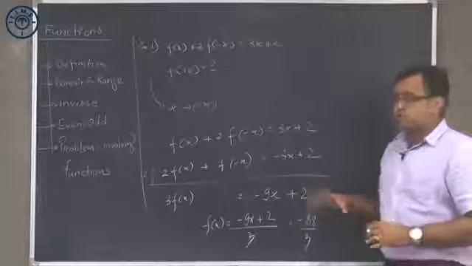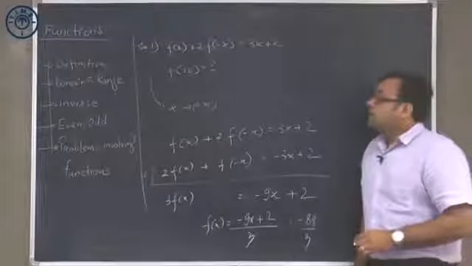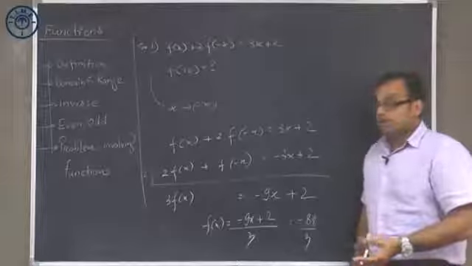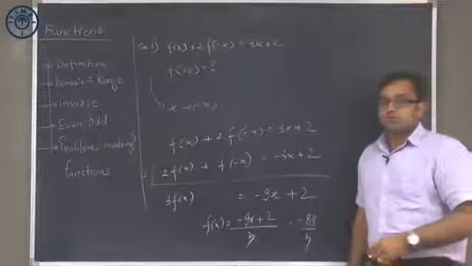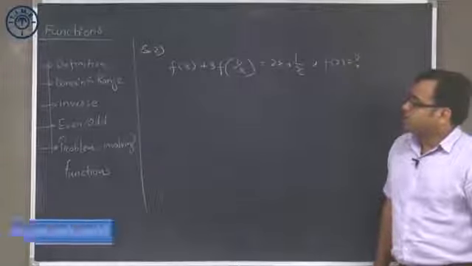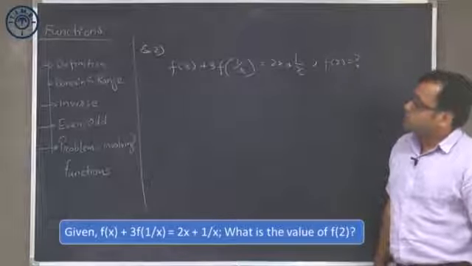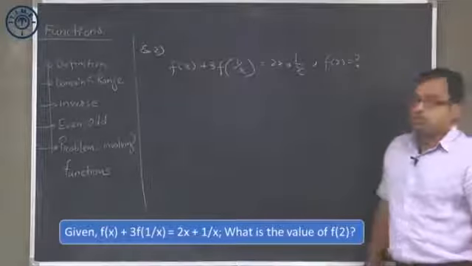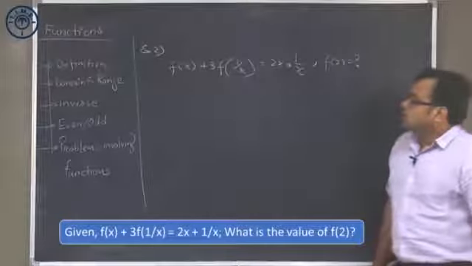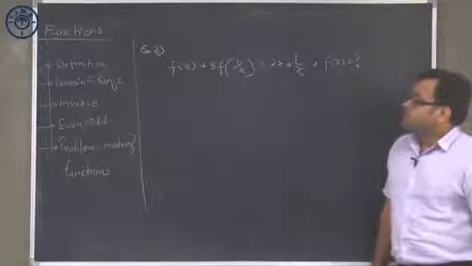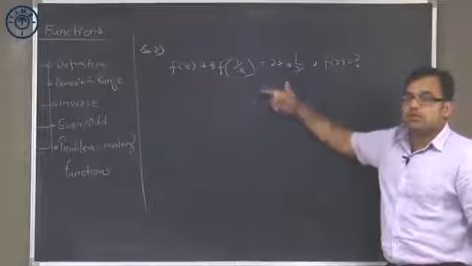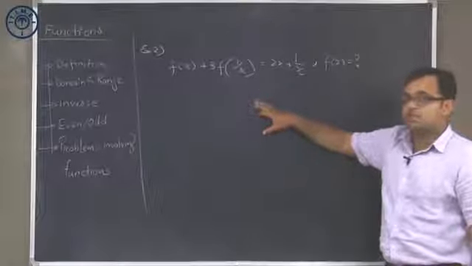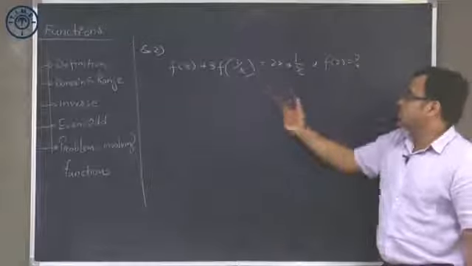So that was the first question involving the concept of looking at the relation between f(x) and f(-x). Let's take one more example. Something similar, a similar concept will be used there also. This time we have been given f(x) + 3f(1/x) = 2x + 1/x. We have to find the value of f(2). In order to solve this, this time we will replace x with 1/x. If I replace x with 1/x, I will have two equations in f(x) and f(1/x). We can remove f(1/x), we will get the value of f(x).